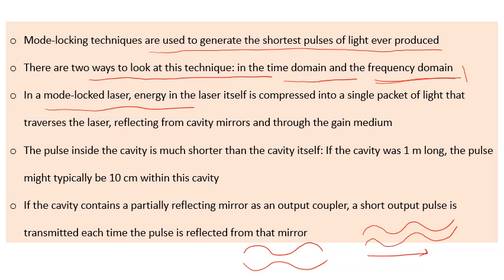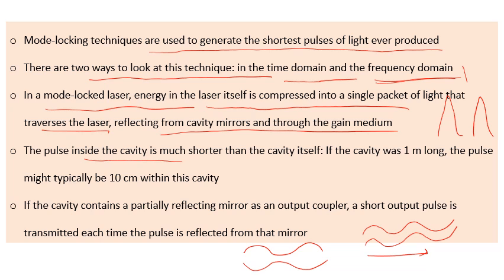In a mode lock laser, the energy in the laser itself is compressed into a single packet. That single packet is in the form of a pulse. When it's mode locked, these pulses move in the lasing medium and pass through the cavity mirrors, partially reflecting cavity mirrors, like here, reflecting from the cavity mirrors.